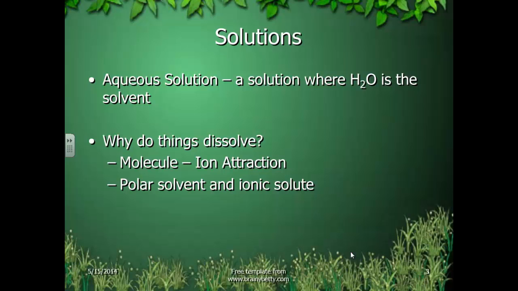What kind of elements make ionic bonds? What do you have to have? Yeah, you gotta have a positive and a negative. Metals and nonmetals typically. So when you have a polar solvent, like water, we learned that water was polar a couple months ago, and an ionic solute, something that has a metal and a nonmetal, you will get an attraction between the polar molecule and the ionic ions. These two kind of make sense. And that's why things dissolve.